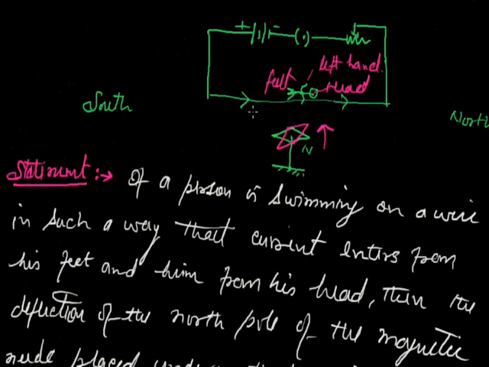This one is the needle, it is the north pole, it will deflect towards the head, towards its left hand. This one is the left hand. Here is south, here is north. Current enters through his feet and leaves him from his head. This one is rested.